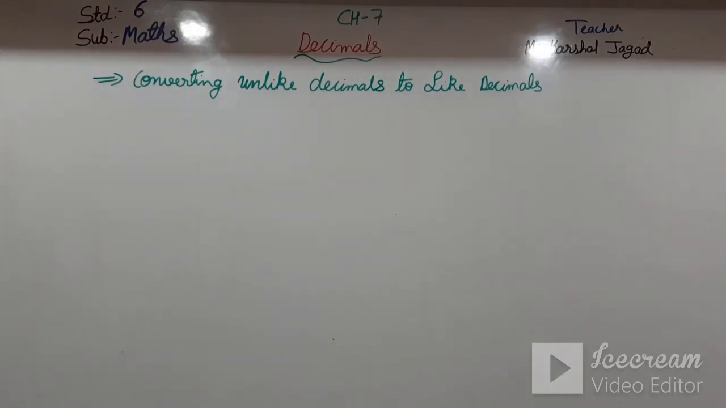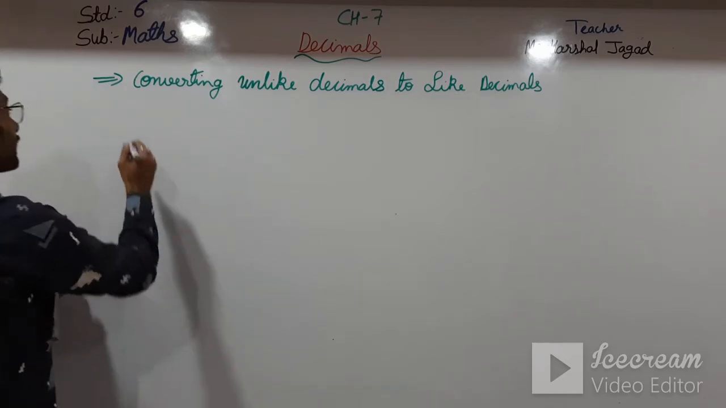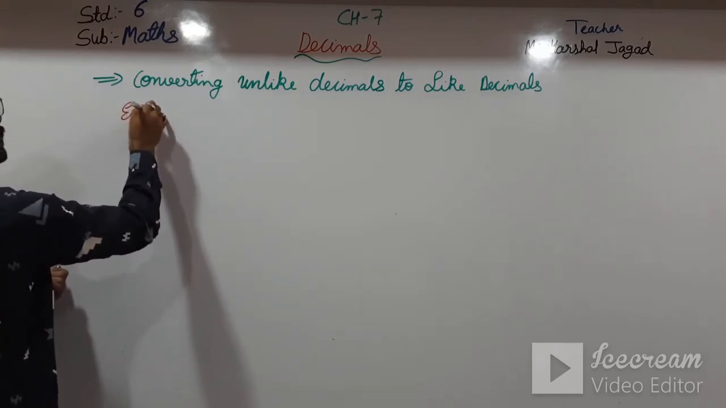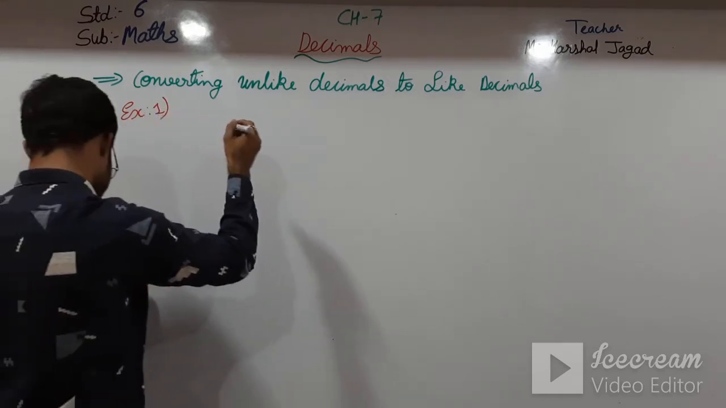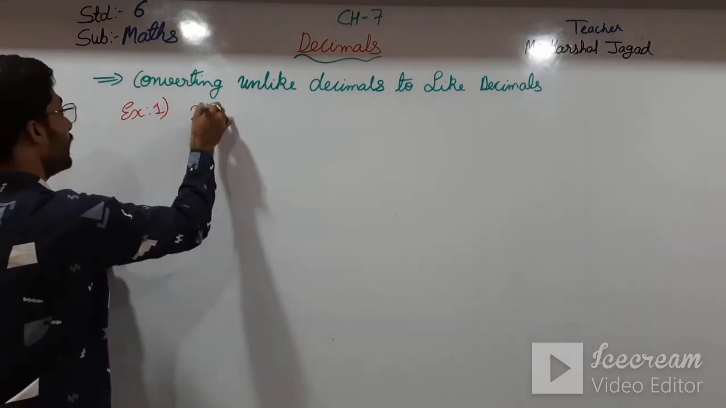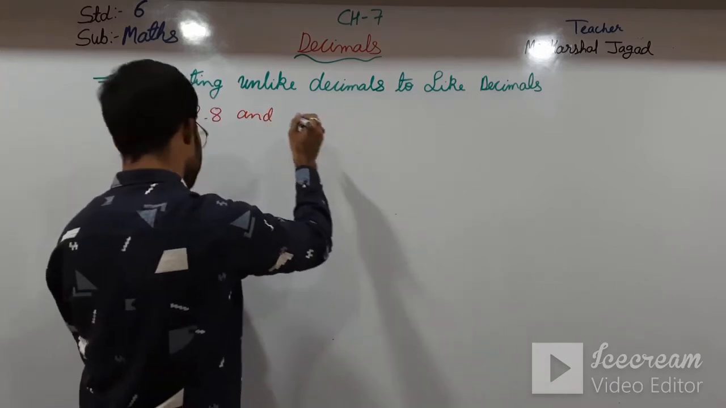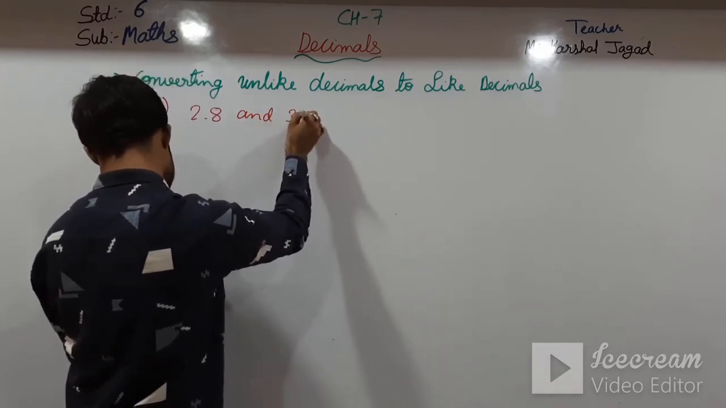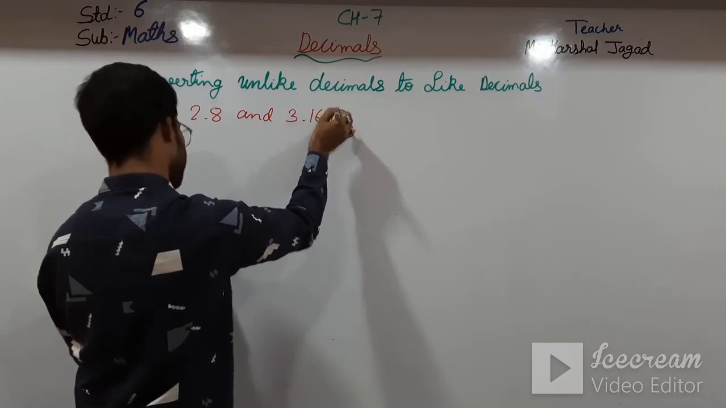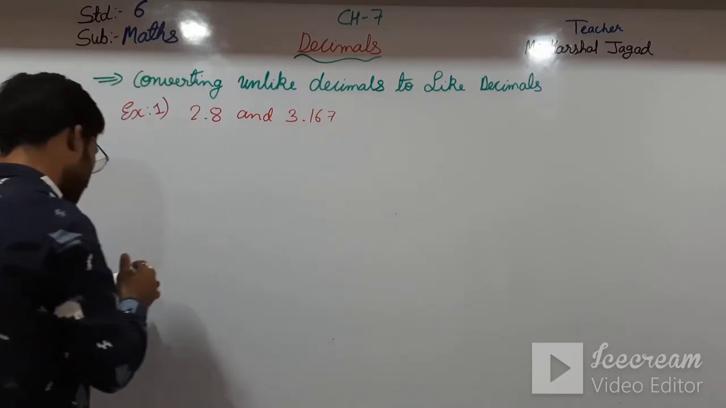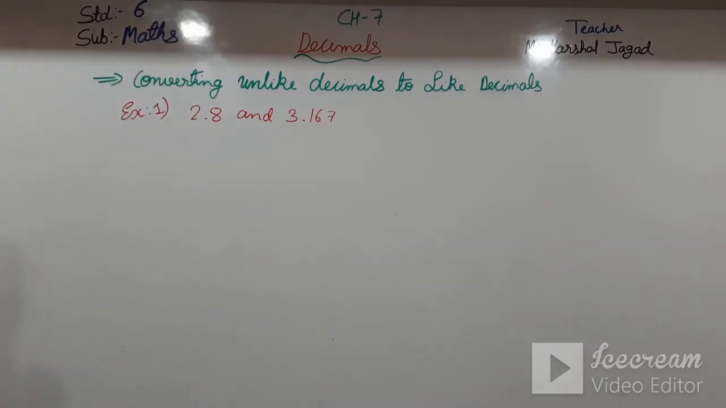See here an example 1 is given. Example 1, that is convert 2.8 and 3.167 into like decimals. So how will we convert both of these to like decimals? So let us convert this.